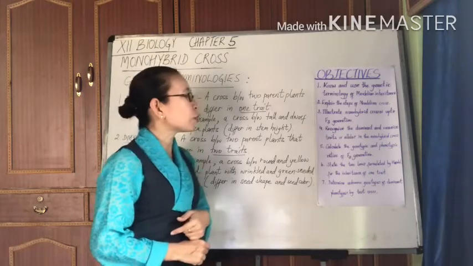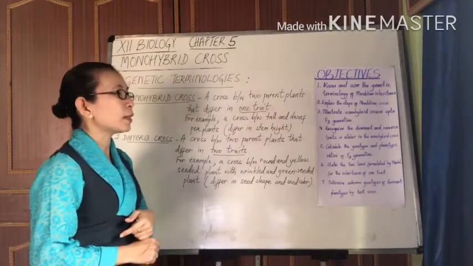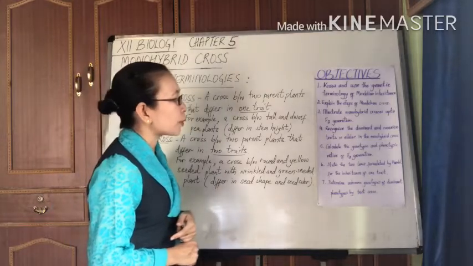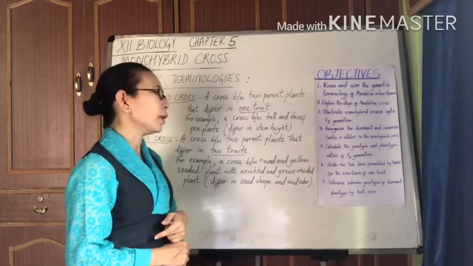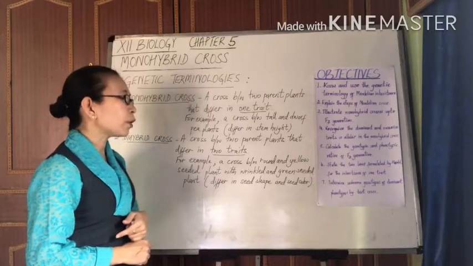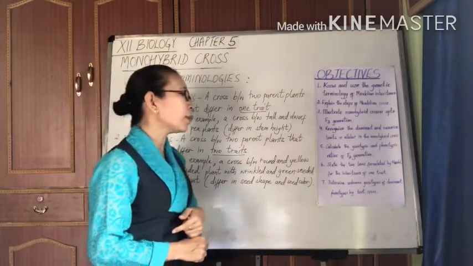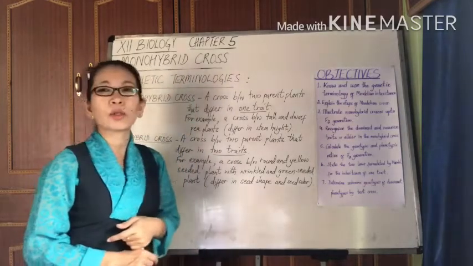4. Recognize the dominant and recessive traits or alleles in the monohybrid cross. 5. Calculate the genotypic and phenotypic ratios of F2 generation. 6. State the two laws formulated by Mendel for the inheritance of one trait. And 7. Determine unknown genotypes by test cross.